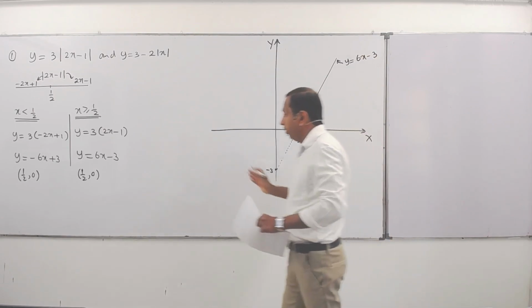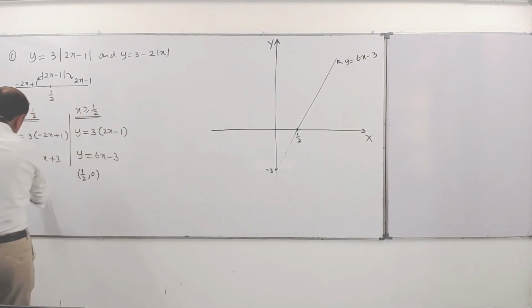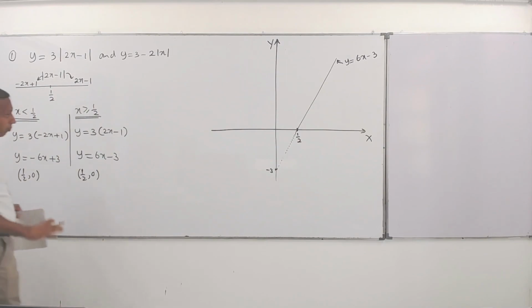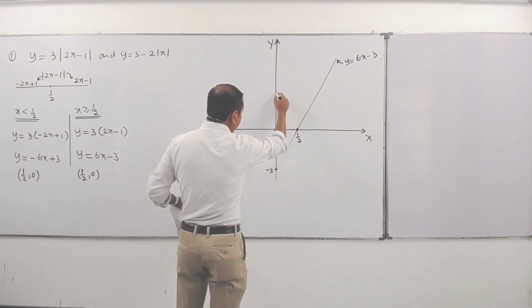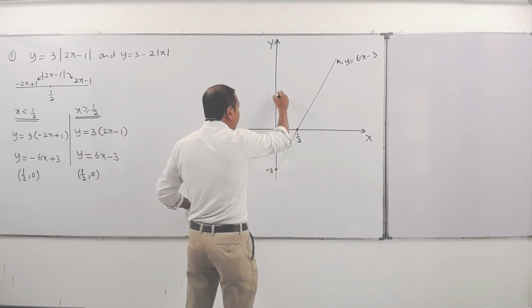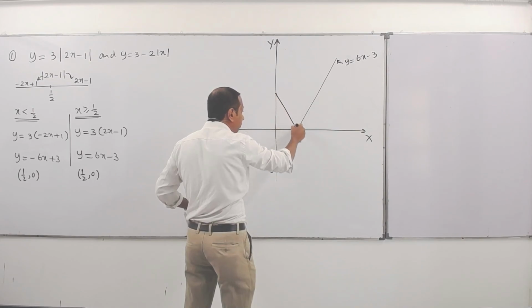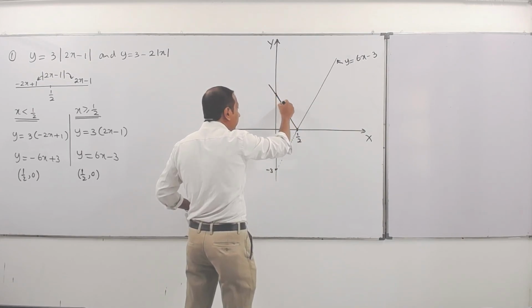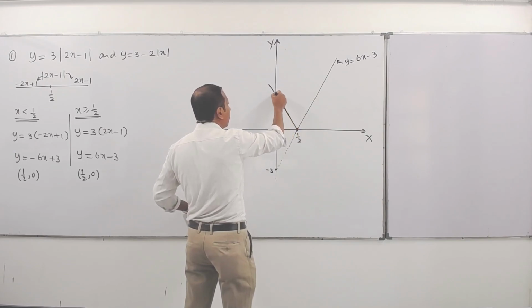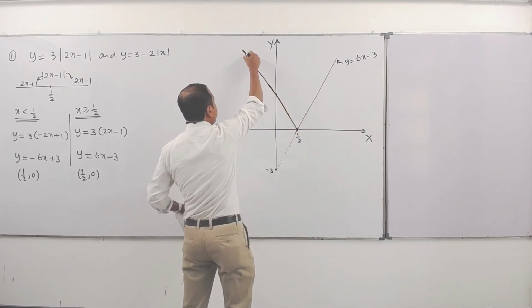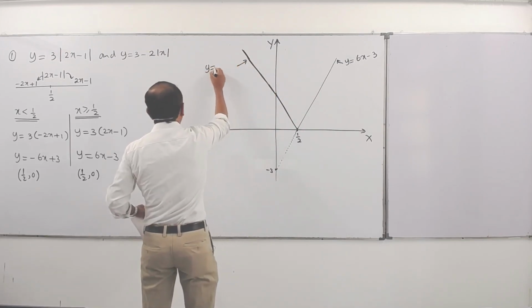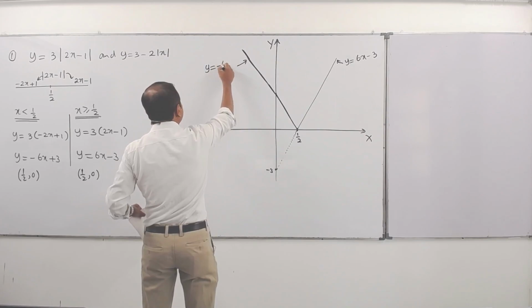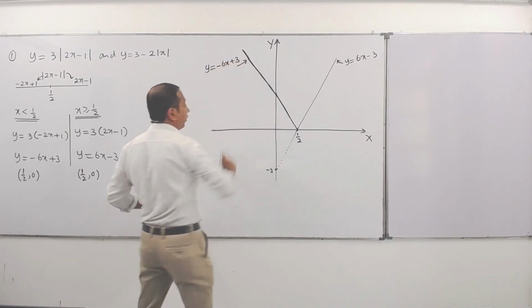On this side, the point is half, 0 and the intercept is plus 3. The same 3 we have to take here. So we are at the point now. Join this point and this point this way. This is that line, y equals minus 6x plus 3. Okay, we do that.